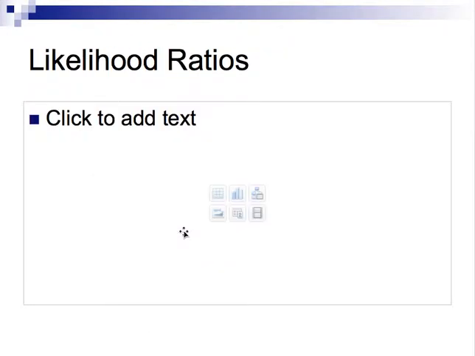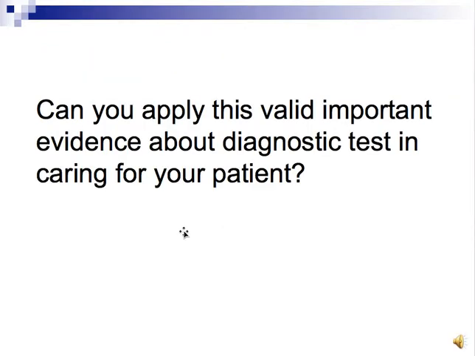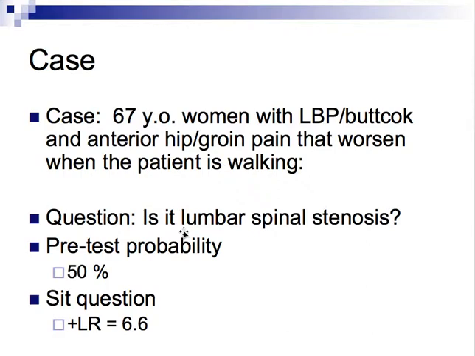Okay, so we want to move from sensitivity and specificity to something called likelihood ratios, which are derived from sensitivity and specificity, but easier to use. And so this is going to help us in the question of how we apply these results to our patients. And in essence, let's use a different example.